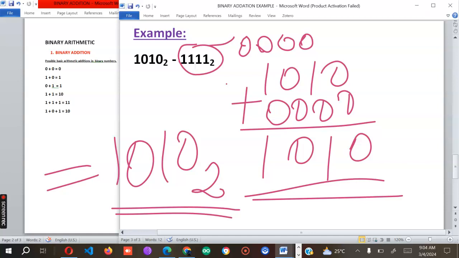So in our next lesson, we will cover subtraction using the two complements. So in case you are having any challenge with any particular number, you can write it down in the comment section. I will get back to you as soon as I see your comment.